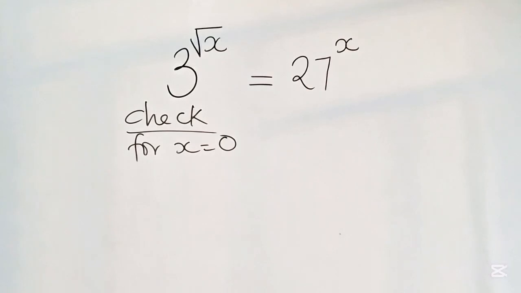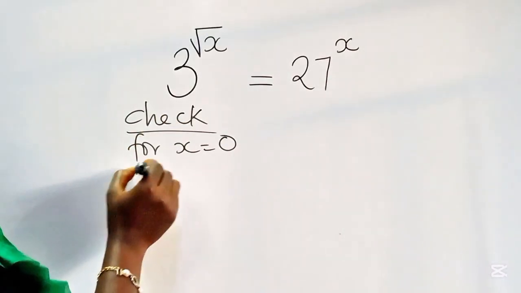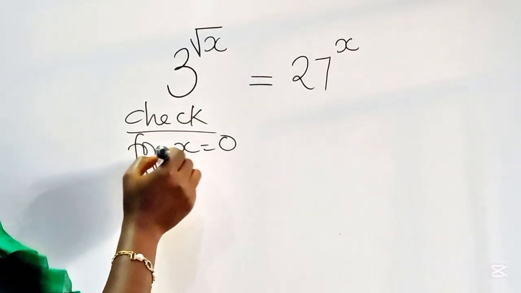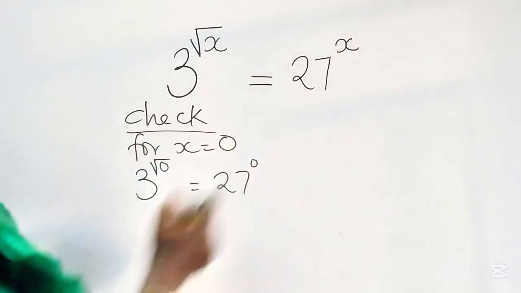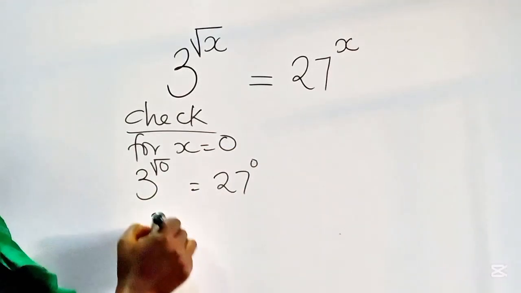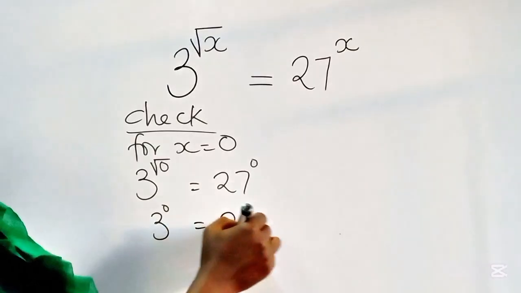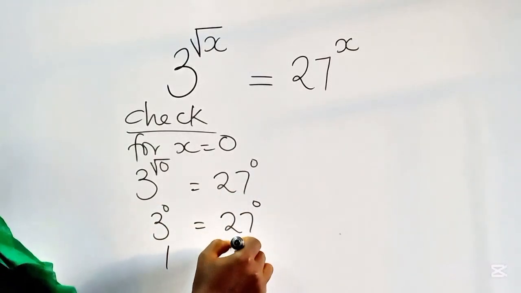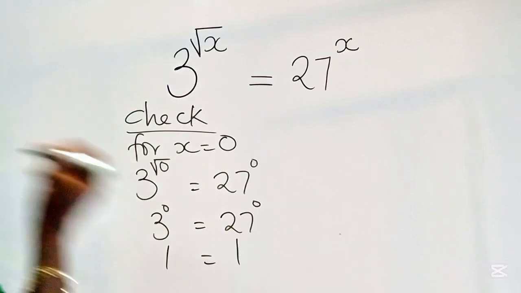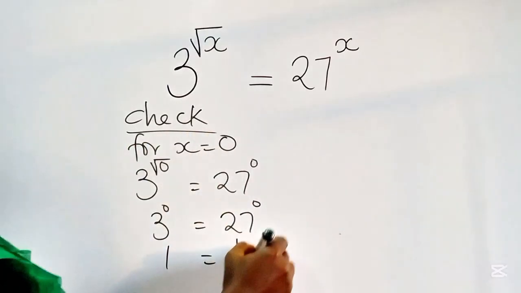So for when x equals 0, the original equation is 3 to the power of 0 is equal to 27 to the power of 0. This would give us 3 to the power of 0 is equal to 27 to the power of 0. 3 to the power of 0 is 1, and 27 to the power of 0 is 1, which makes the value of x as 0 correct.